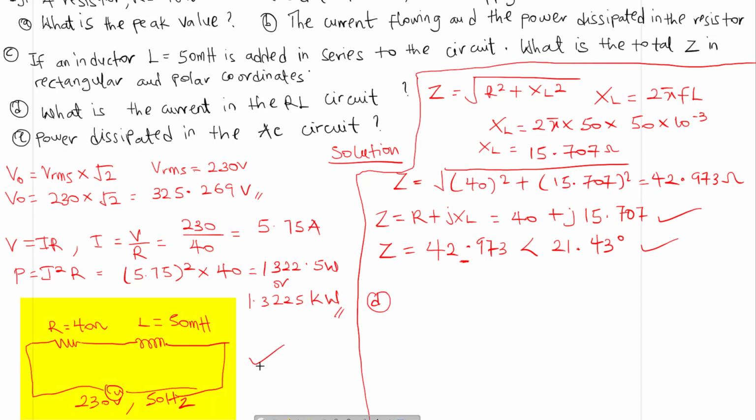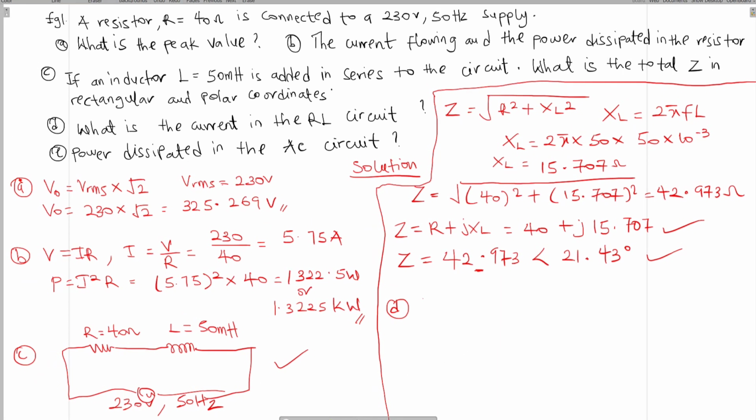D says that find the current in the RL circuit. So now this is your RL circuit. So if you want to find current, I should be the voltage across the RL circuit, right? And the impedance across the RL circuit. So the voltage across the RL circuit is given here, that is 230 volts, right? So in polar, and we know the impedance right across the RL circuit, we had it here.